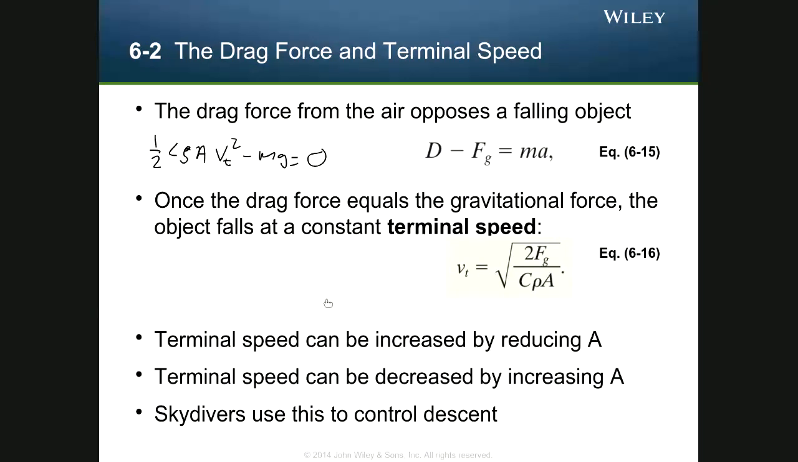So terminal speed can be increased or decreased by changing your cross-sectional area. And if you've ever seen skydivers fall, they'll shift their position to fall faster or slower. So they control the speed they're falling by just changing their cross-sectional area as they're falling. All right. So look at skydivers move, and you'll get an intuitive feeling for changing cross-sectional area.